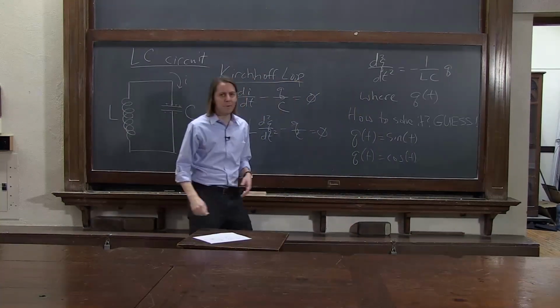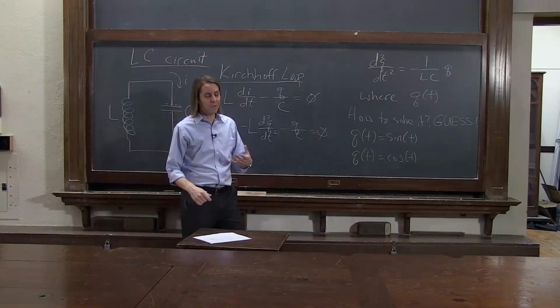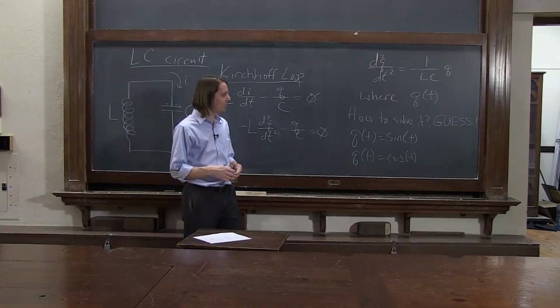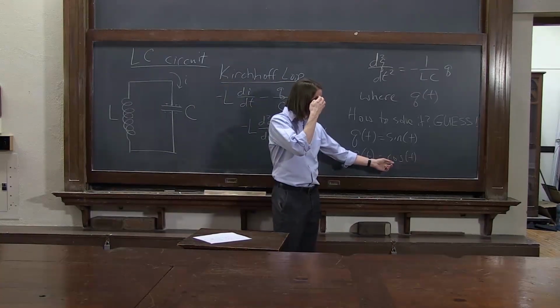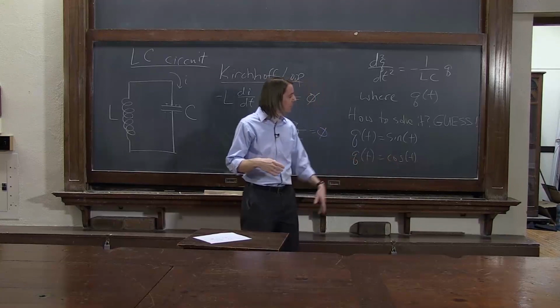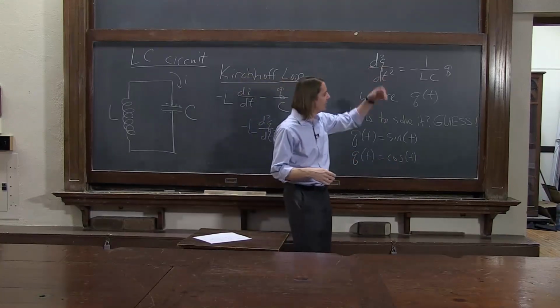All right. That's a function that's equal to itself, to its own second derivative, to within a constant. The derivative of cosine is negative sine, derivative of negative sine is negative cosine. And they even bring in the negative sign, how convenient.